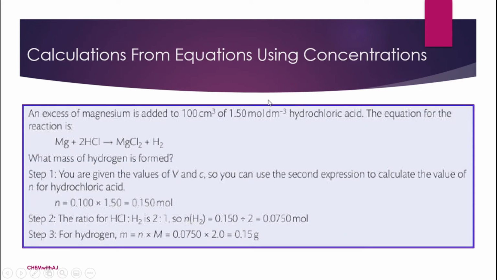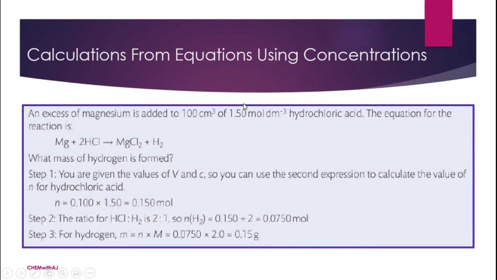Next, calculations from equations using concentration. So in this example, an excess of magnesium is added to 100 centimeter cube of 1.5 mole per decimeter cube hydrochloric acid. So this is the equation. They are asking what mass of hydrogen is formed. So we are given V, 100 centimeter cube, the volume, and the concentration.